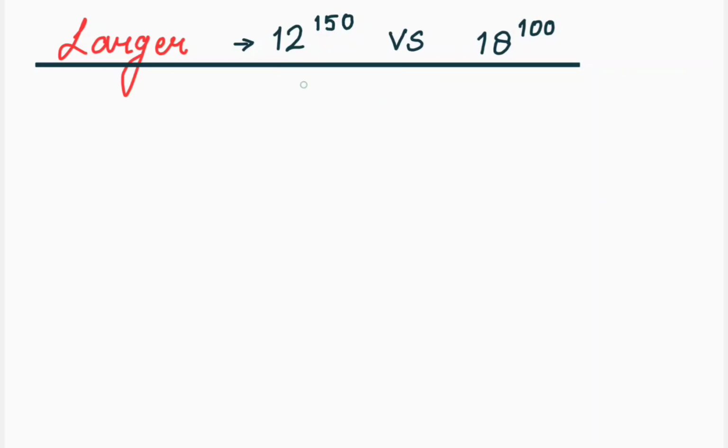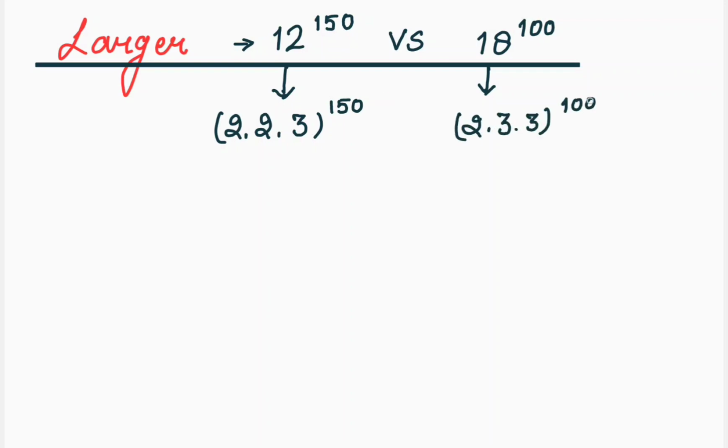Hi friends, to find the larger number, let's factorize the numbers 12^150 and 18^100. 12 is 2 into 2 into 3, raised to the power 150. 18 is 2 into 3 into 3, raised to the power 100. So we can also write this as 2 square into 3 raised to the power 150, and here 2 into 3 square raised to the power 100.